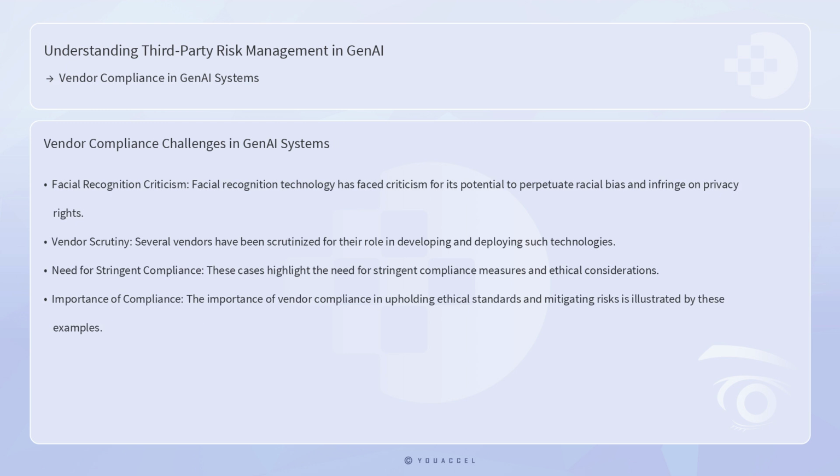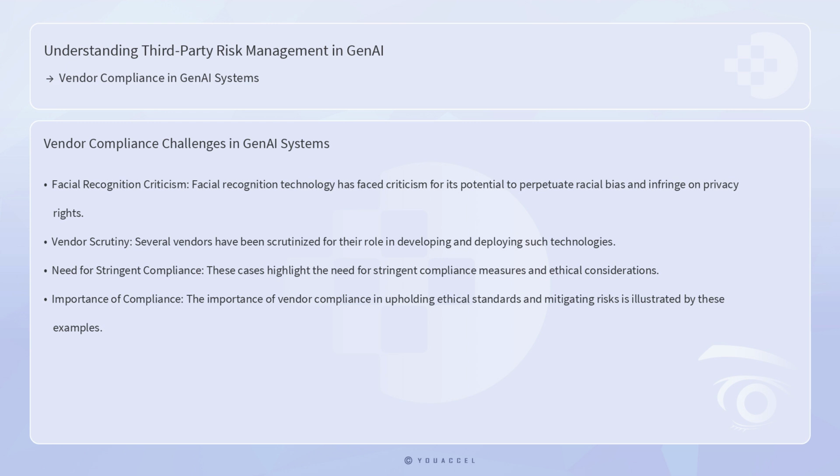Examples of vendor compliance challenges in GenAI systems can be observed in recent controversies surrounding AI technologies. For instance, facial recognition technology has faced criticism for its potential to perpetuate racial bias and infringe on privacy rights. Several vendors have been scrutinized for their role in developing and deploying such technologies, highlighting the need for stringent compliance measures and ethical considerations. These cases illustrate the importance of vendor compliance in upholding ethical standards and mitigating risks associated with AI technologies.